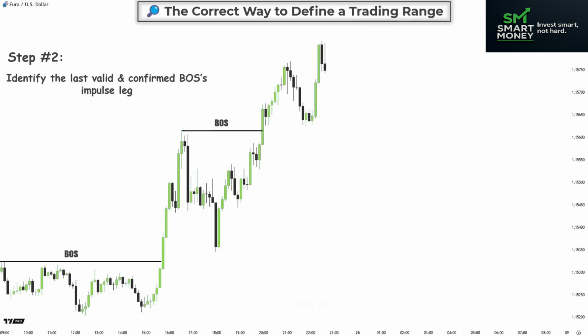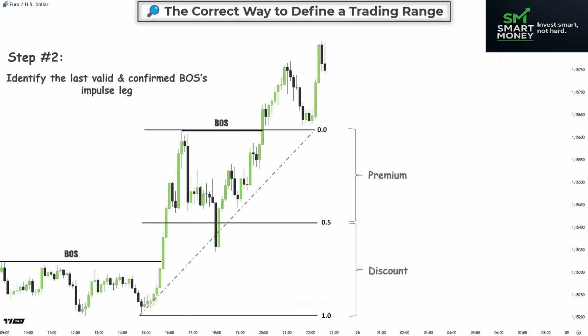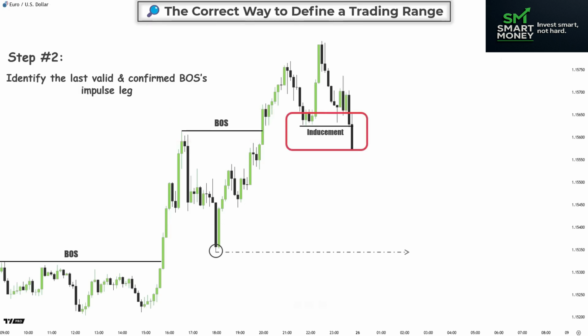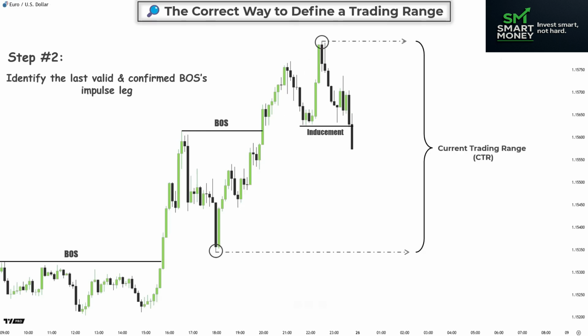For example, in this chart, this break of structure is valid because before the price pushed higher, it retraced into the discount area, tapping below the 50% Fibonacci level and triggering resting buy orders. Now we focus on the impulse expansion leg that caused this valid BOS. Once price later pushes below the most recent internal low at the premium area, which acts as an inducement, it confirms 2 things at the same time. That the bullish expansion leg is complete, that this swing high now marks the upper boundary of our trading range, and this is how a valid trading range is formed.